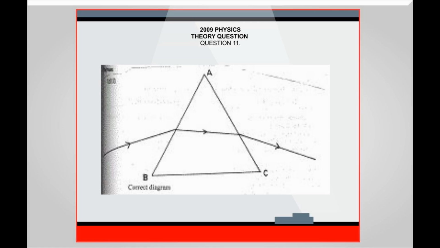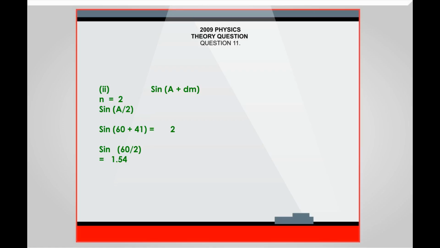Answer. D I. You can see the diagram above. This is the correct diagram. II. n equals sine bracket A plus Dm over 2 all over sine A over 2. Sine bracket 60 plus 41 over 2 over sine 60 over 2 equals 1.54.